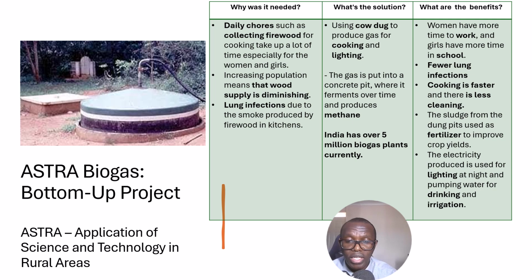So the cow dung is put into a concrete pit where it ferments over time, and after it ferments, it produces methane. The methane is then pumped into people's homes and is used for cooking purposes and for lighting as well. Now, India at the moment has over 5 million biogas plants.